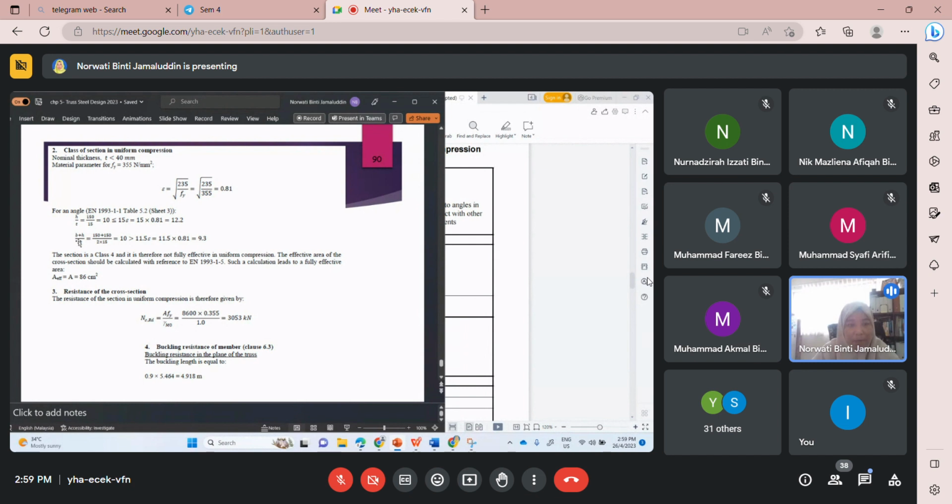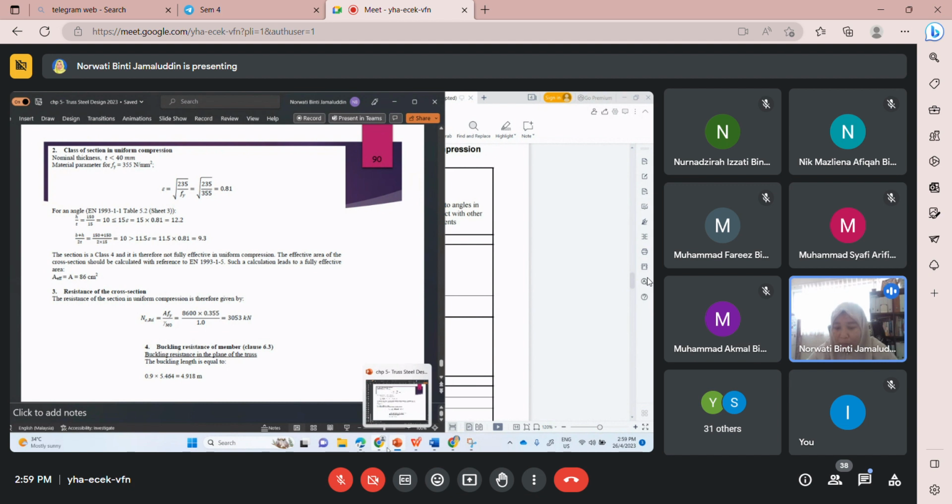What about the second? b plus h divided by 2t. b is 150, h is 150, t is 15, so also 10. Then we need to compare with 11.5 epsilon. 11.5 epsilon is 9.3. Obviously 10 is bigger than 11.5 epsilon, so it does not fulfil class 3. So it will automatically be a class 4 section.